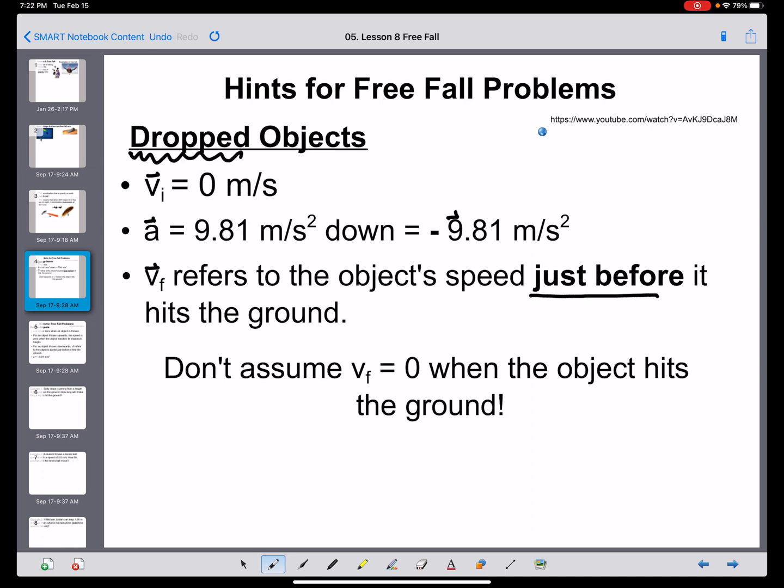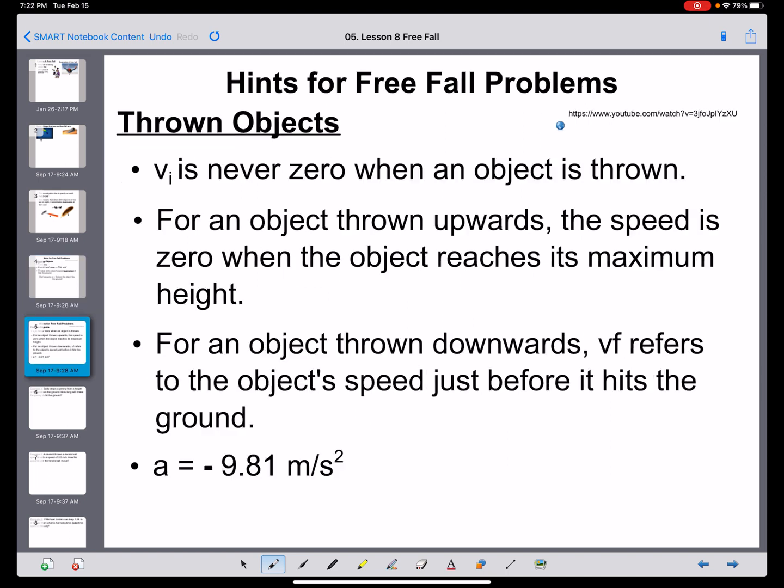VF is not 0, because we know that when the object hits the ground, the ground is going to stop the object, right? It's tempting to say that VF is 0, but that's not what we mean. VF is just before the object is stopped by the ground. How fast was it going?